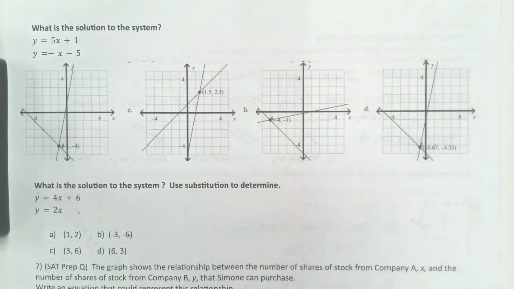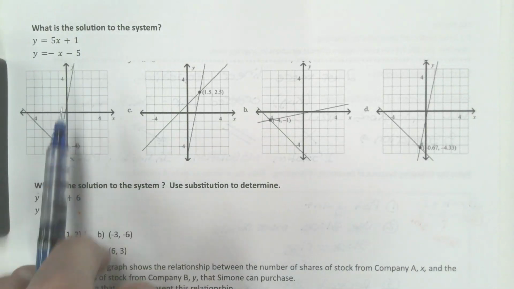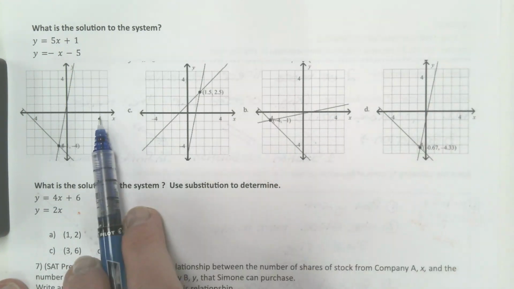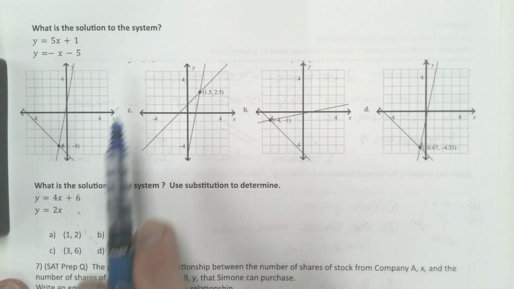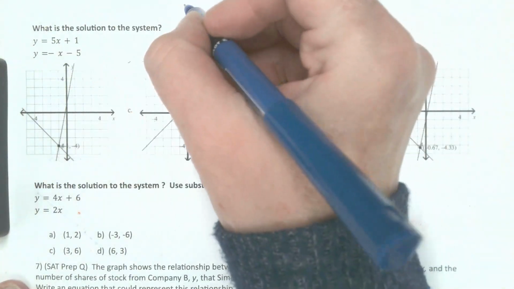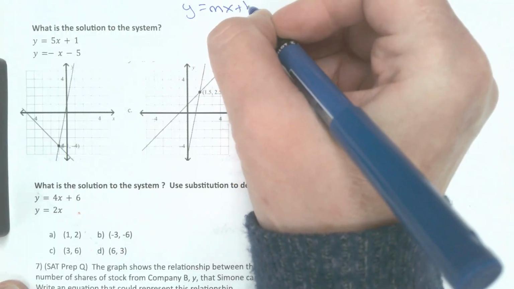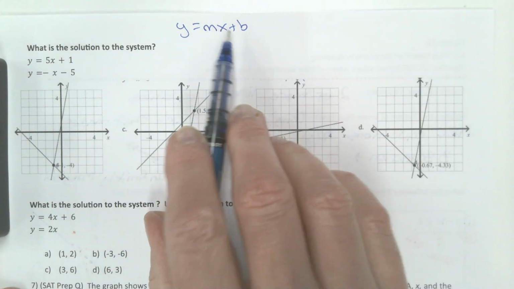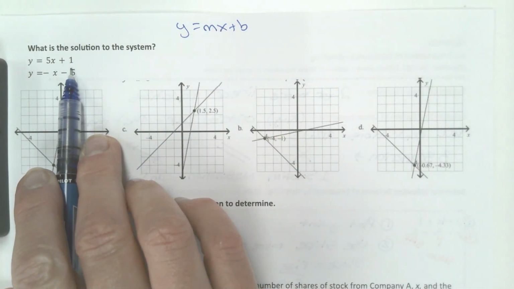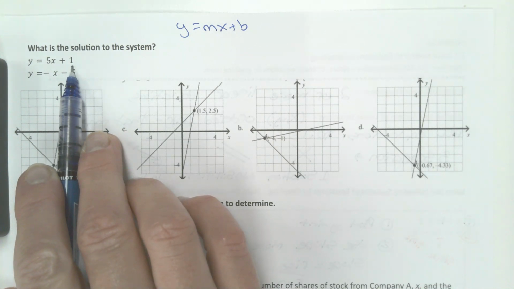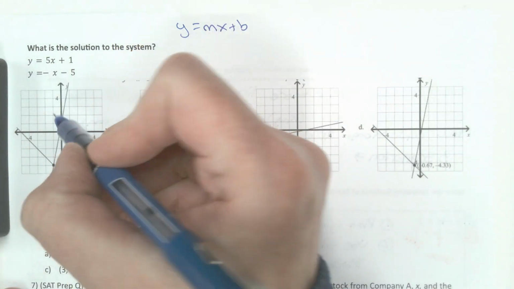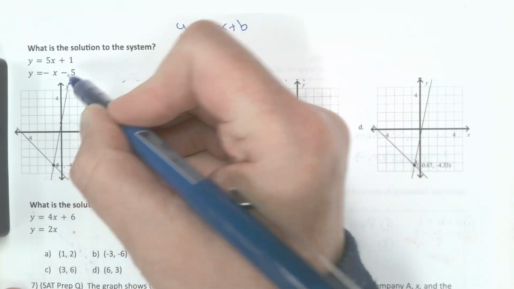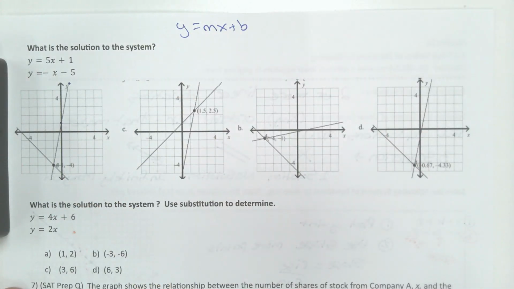Says, what is the solution to the system? So I have my system of equations here, and my job is to pick out which one is the correct graph that goes with this. And so what I have going on in my head is y equals mx plus b. So I have a slope and I have a y-intercept. So I'm basically going to pretend that I'm going to graph each one of these. So this top one would have a y-intercept at 1. Okay, that one does. And that has a slope of 5. So if you count up 5 and over 1, looks like that's the correct line.